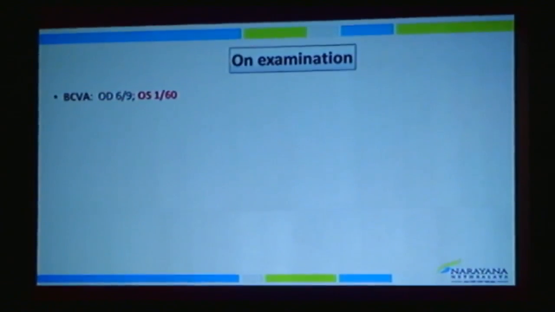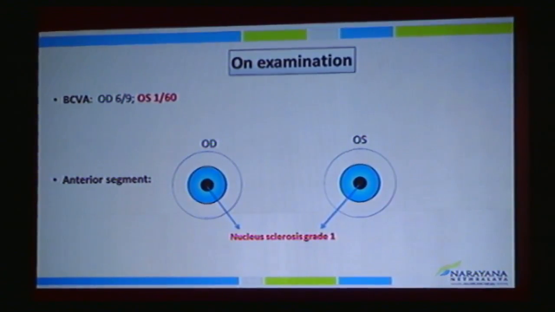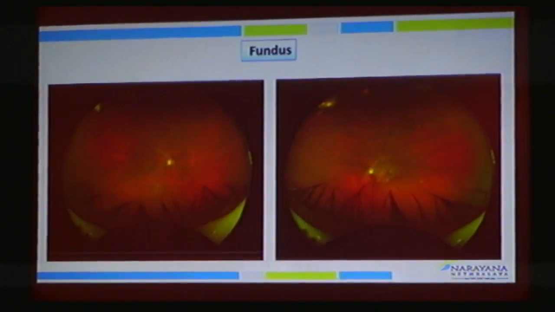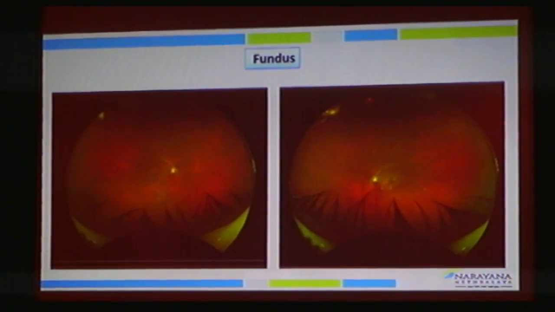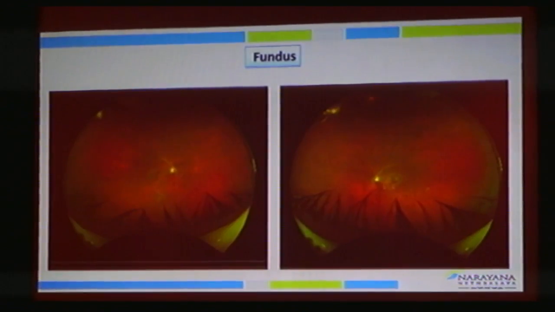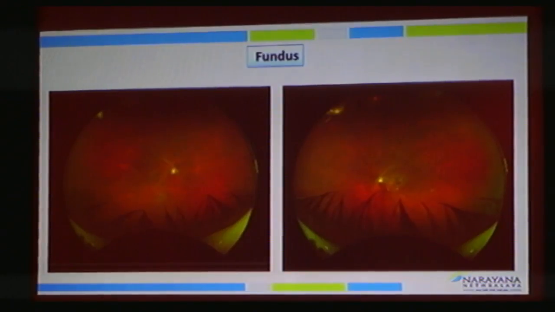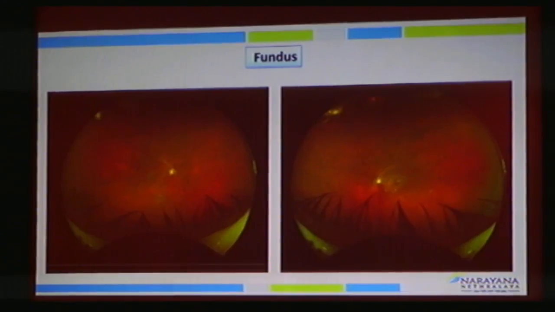So on examination, his best corrected visual acuity in the right eye was 6/9 and the left eye was 1/60. Nuclear sclerosis of grade 1 was noted in both eyes. The fundus photograph, it's not too clear, but in the right eye there was some RPE alteration seen at the macular region with a small PED just temporal to the fovea. And in the left eye, we noticed basically scarring involving the macula.